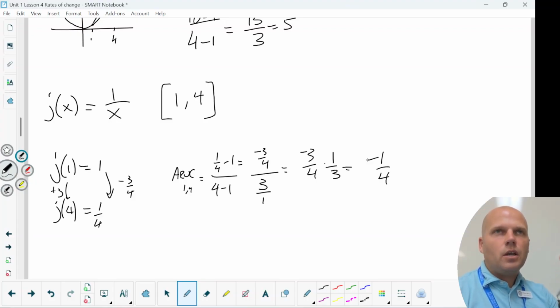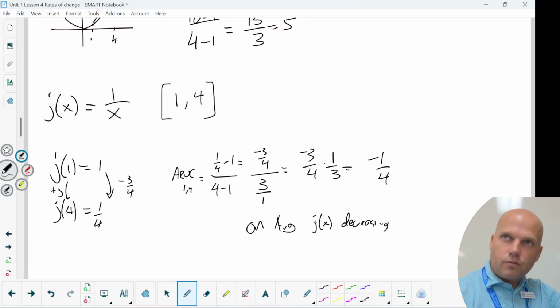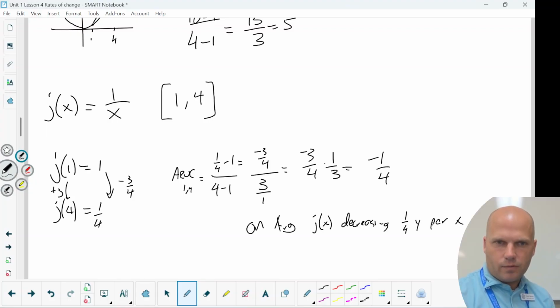What is the interpretation? I would not like you to say we decrease 1 y per 4 x's. I'd like to say, on average, on a y's per x, makes it comparable. On average, g of x is decreasing. So it's from left to right going down, decreasing 1/4 of a y per x on the interval 1 to 4.